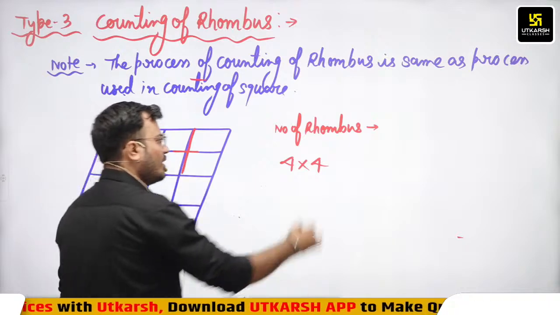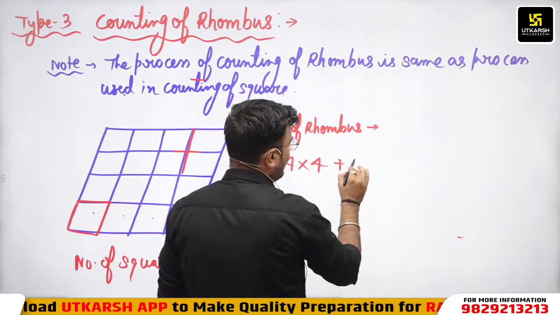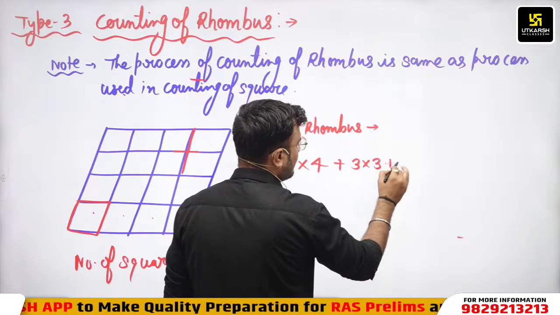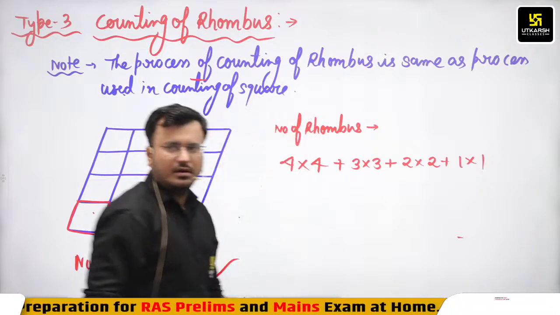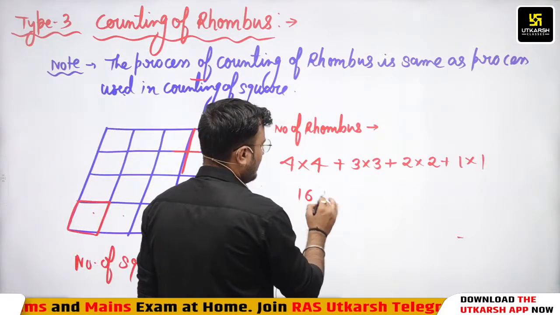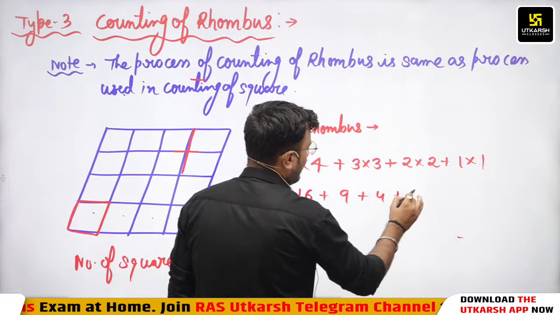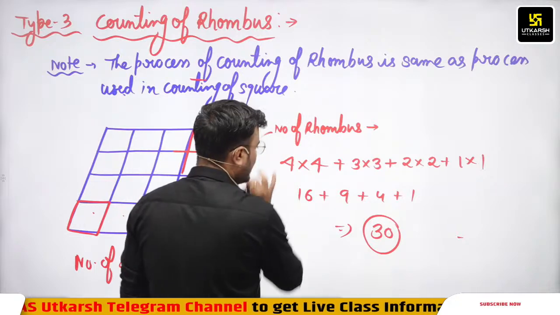And then we need to subtract 1, 1 from both these numbers. We will get 3, 3, and repeat the same process, 2 into 2, till 1. So 16, 9, 4 and 1. So you will get 30. So 30 rhombus are there.